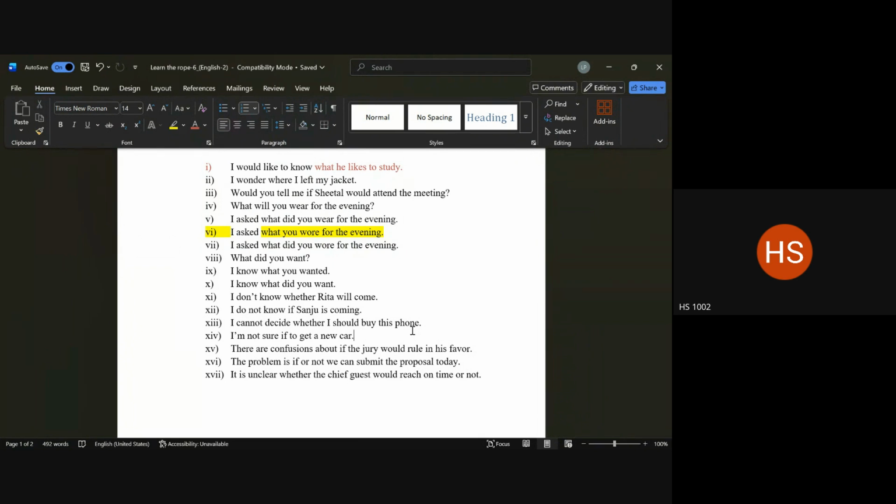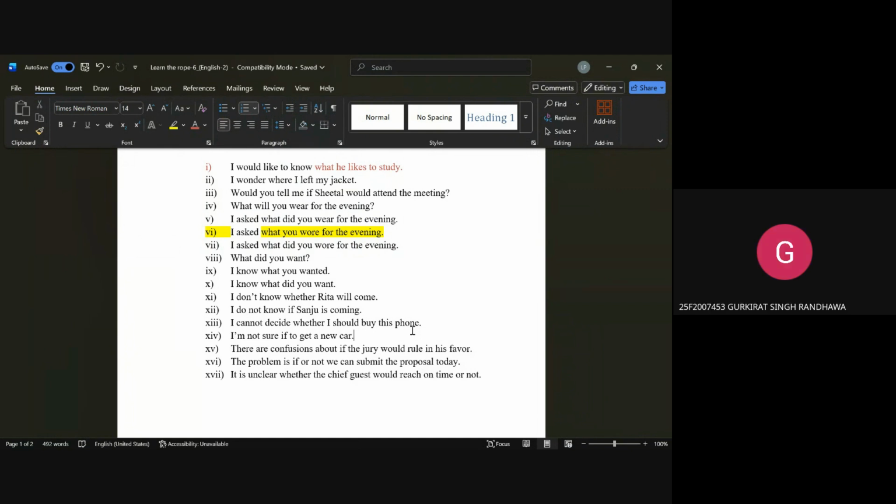Whether you use whether or if. Instead of I don't know whether Rita will come, I can also say I don't know if Rita will come, right? In this case, both if and whether are okay. It is not wrong to use both. If it is followed by a full sentence, you can use either the if or the whether subordinating conjunction. Both are right. Now, if that is the case, look at the 12th one. I do not know if Sanju is coming.